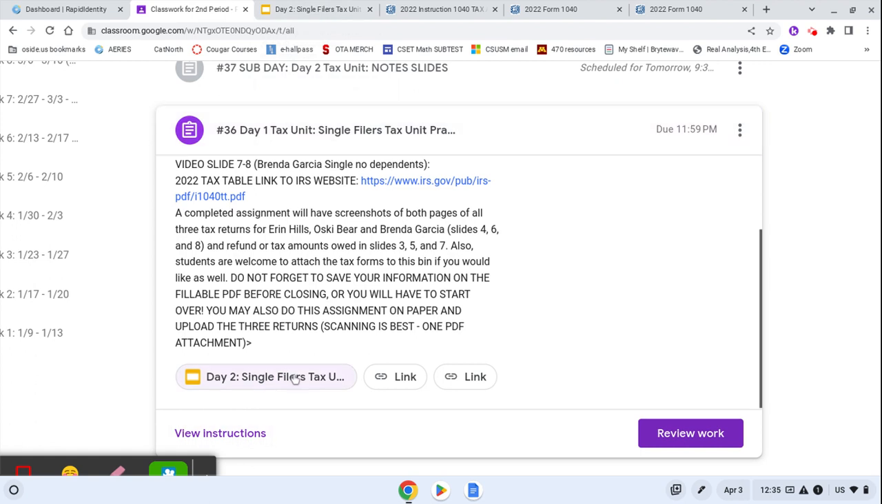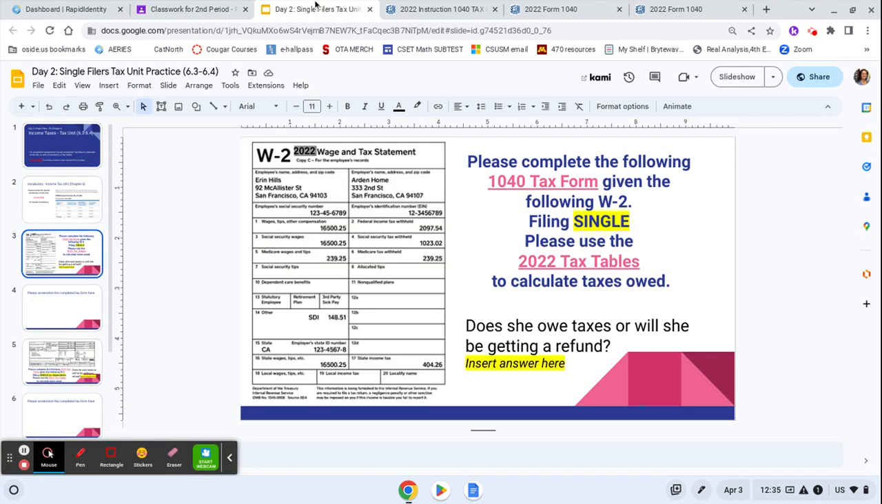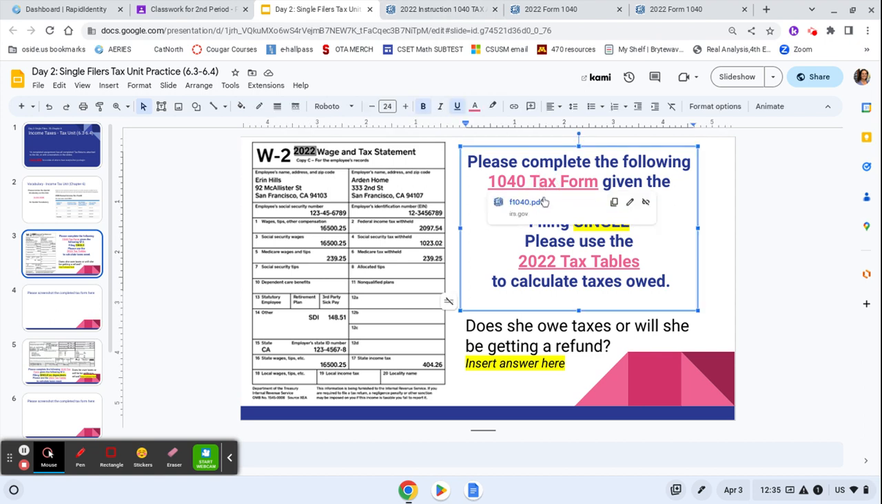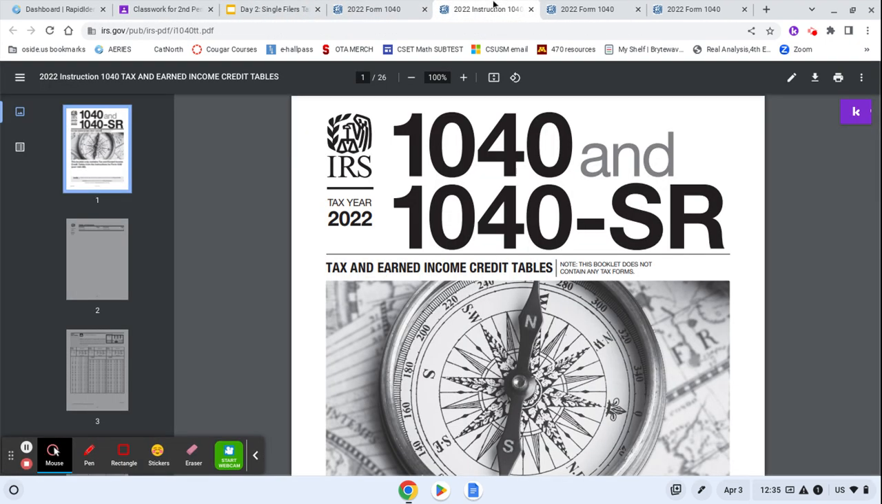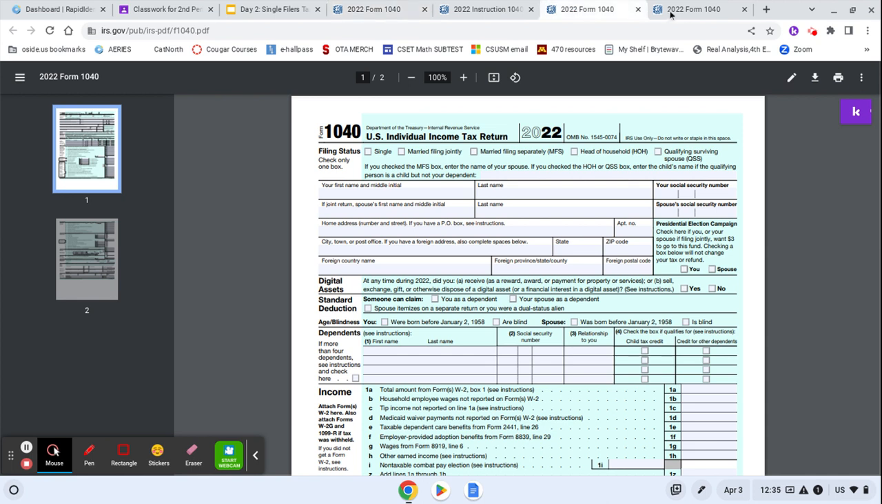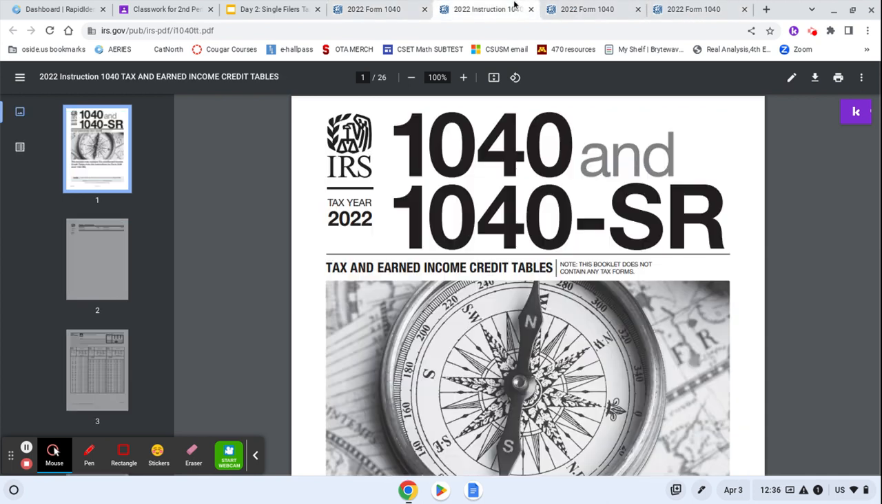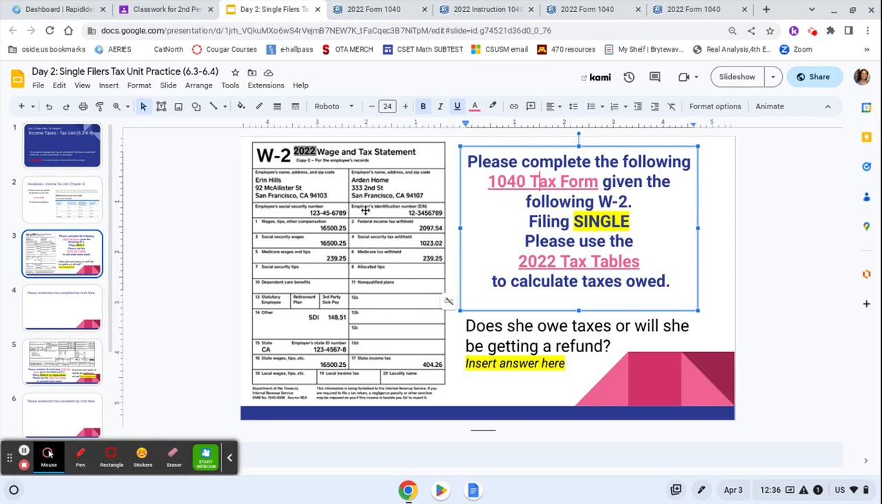So to get ready for the assignment, please click on the single filer's assignment to open up the slides and click on slide 3. This is where our first W-2 lives. Then open up this digital tax form and this tax table. These are the actual links to the IRS for the real forms in real life. And we are going to need 3 of these digital tax forms for the total of 3 that we're doing. So 1, 2, 3 to have those ready. And then we need this tax table, the other link, open as well.